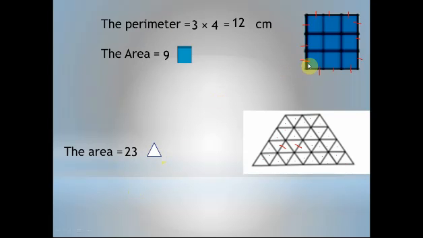So we are counting the area according to the units that we give to you. The first one was a square, so we were counting squares. Here it's a small triangle, so we are counting the small triangles. Okay, a new one.